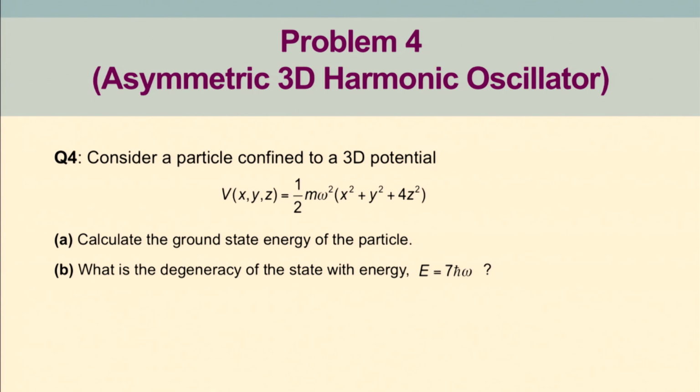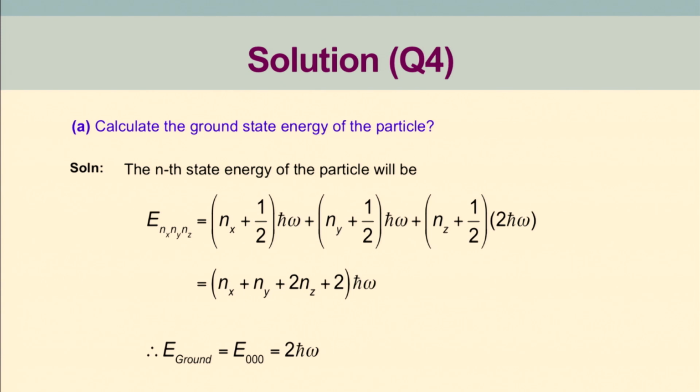The form of the 3D potential is this: 1/2 mω² (x² + y² + 4z²). Why do I call it asymmetric? Because there is a 4z² term. What we need to calculate is the ground state energy of the particle and the degeneracy of the state associated with the energy equal to 7ħω. Let us first calculate the ground state energy.